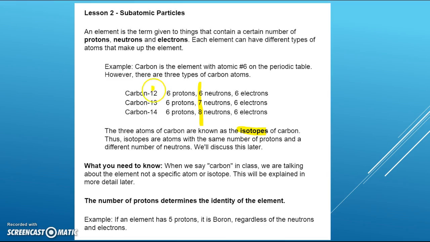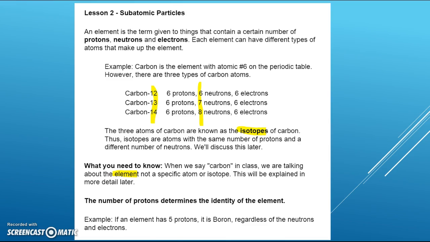Notice that this number goes up by 1 as well when the number of neutrons goes up by 1. So essentially, isotopes are atoms with the same number of protons and a different number of neutrons, but we'll talk about this more in the future. What you need to know now, though, is when we say carbon in class, we are talking about the element, not a specific atom or isotope. So that's really important. Again, this will be explained more in detail later. We just want to introduce you to it now.